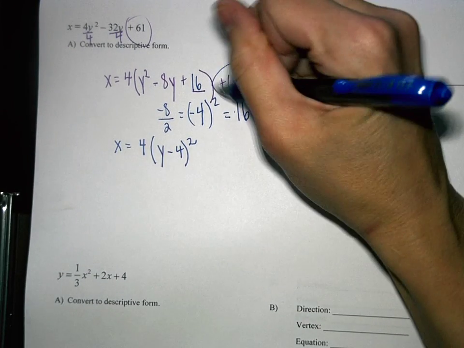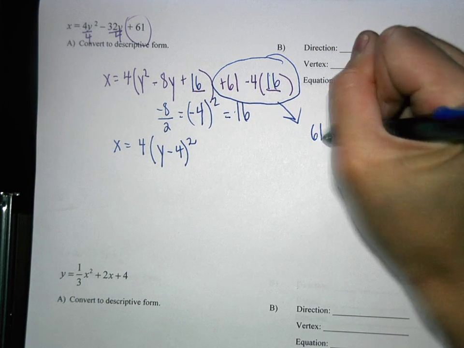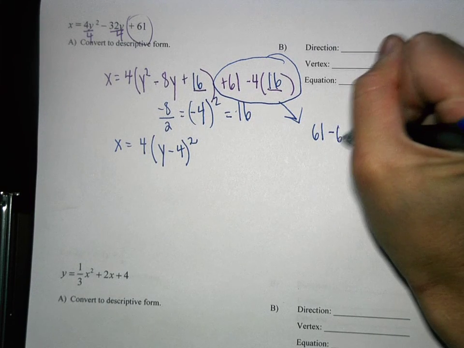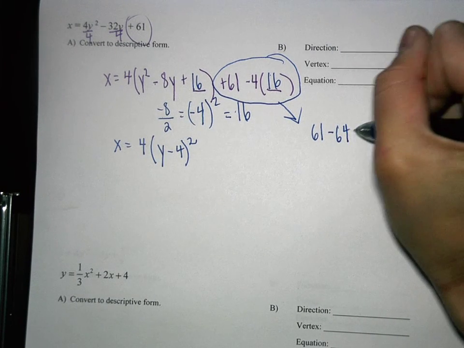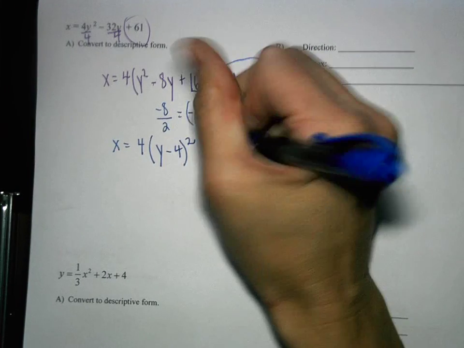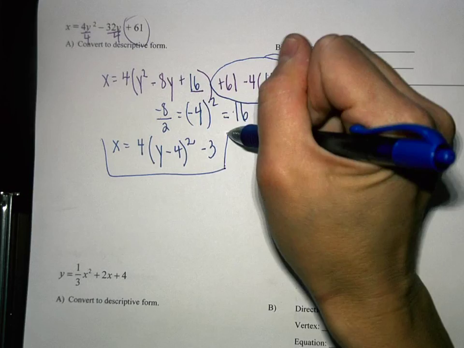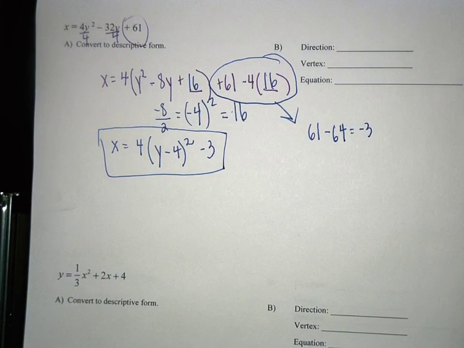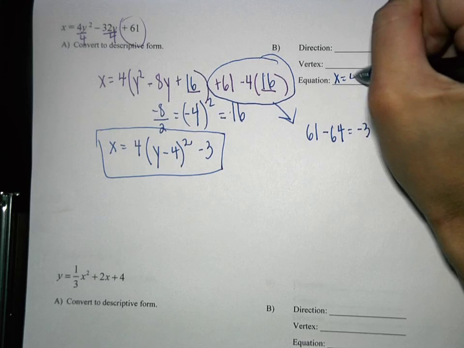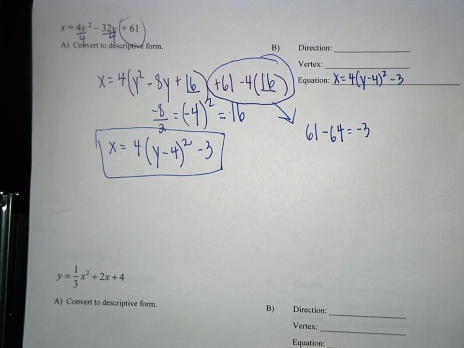And so what I need to do is simplify that. So that ends up being 61, and then negative 4 times 16 is 64. So I have 61 minus 64, which is negative 3. So the value after my parenthesis is negative 3. This is my equation in descriptive form. So we're going to write that on my equation line: x equals 4 parentheses y minus 4 squared minus 3.